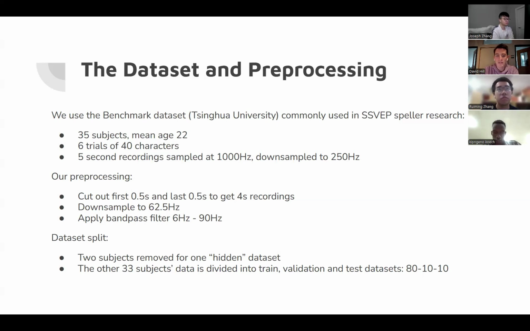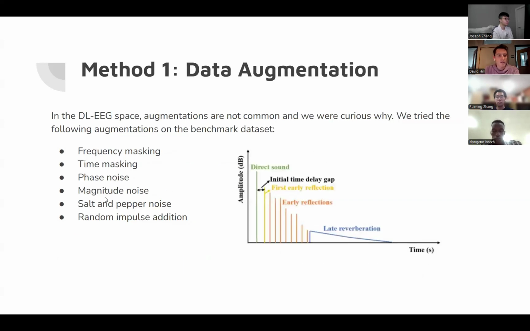One of the test datasets is taken from 2 subjects who are hidden during training, meaning they are not used in the training process. The other 33 subjects' data is split into training, validation, and test datasets in an 80-10-10 fashion. We try 6 different augmentations on the training dataset in an attempt to improve the model's accuracy.